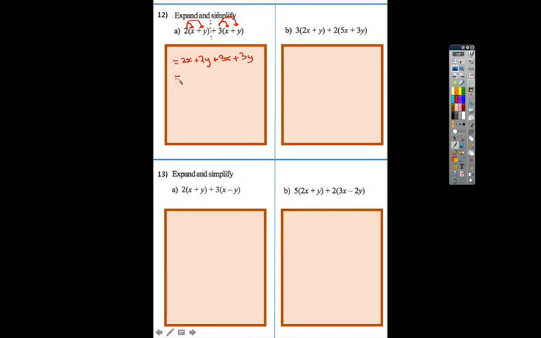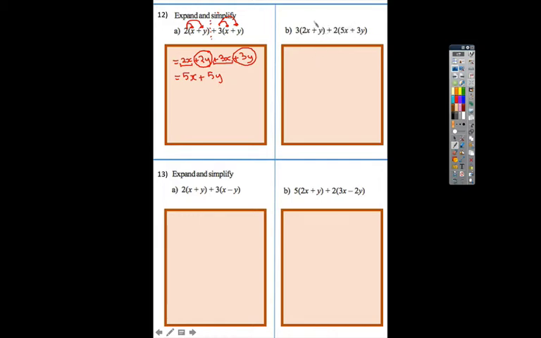And now simplifying this, we've got the x families, which is 2x plus 3x, and then we've got the y families, which is plus 2y plus 3y. And this simplifies to what? 2x plus 3x is 5x. 2y plus 3y is plus 5y.